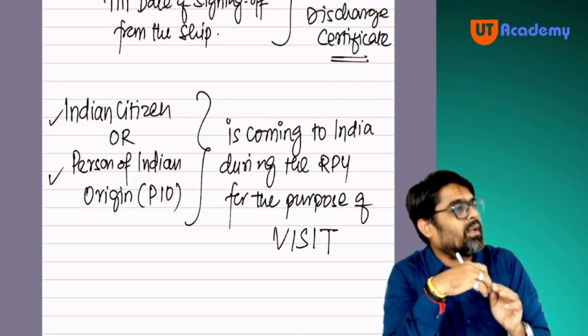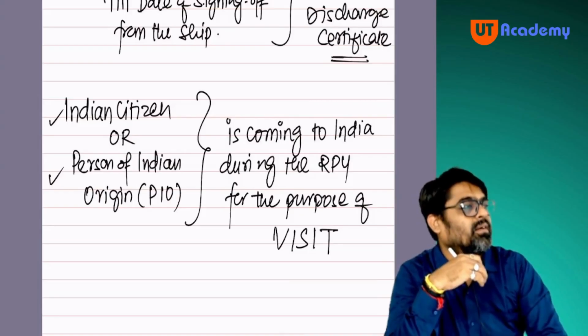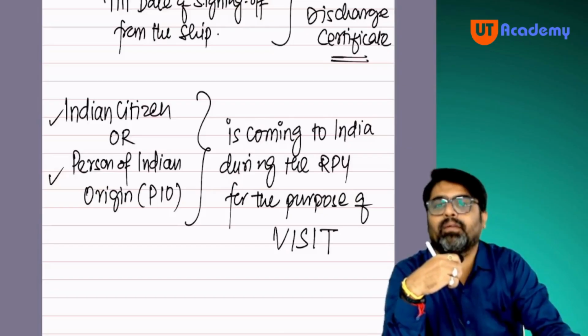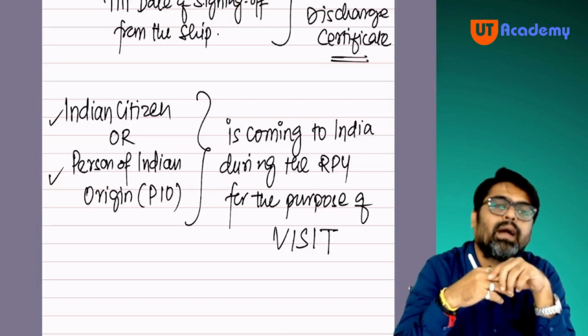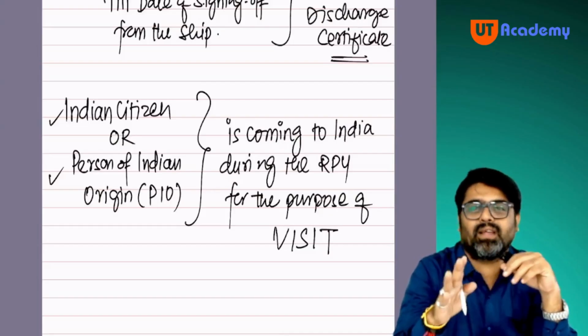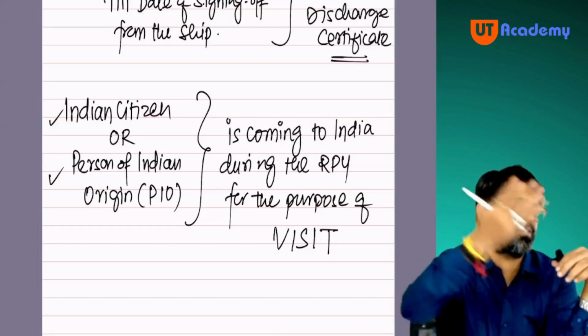In the third exception, Indian citizen is not in India. Person of Indian origin is not in India. He is already outside India, but during the relevant previous year he is coming to India. Why? Not permanently settling, but for the purpose of visit. See, you are an Indian citizen, person of Indian origin, already outside India.